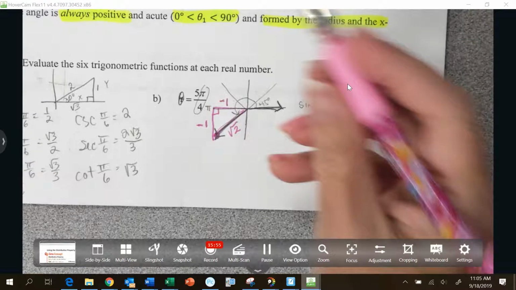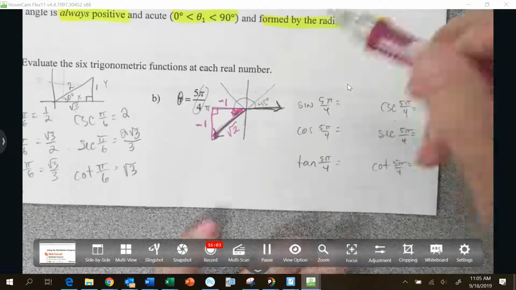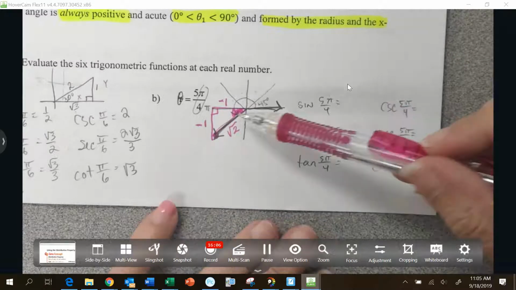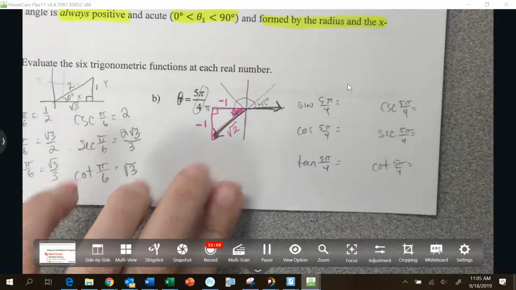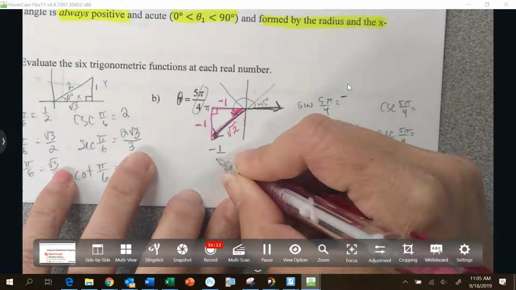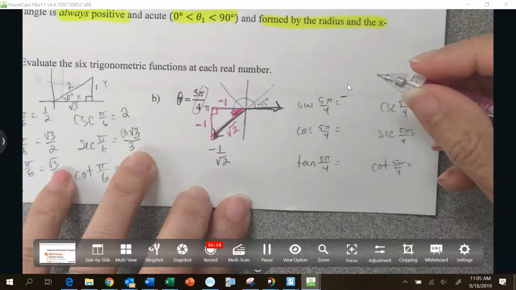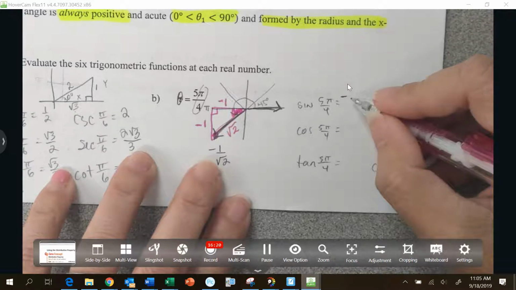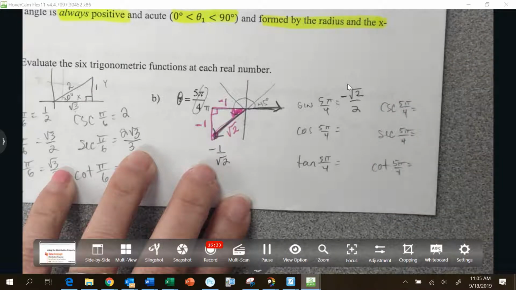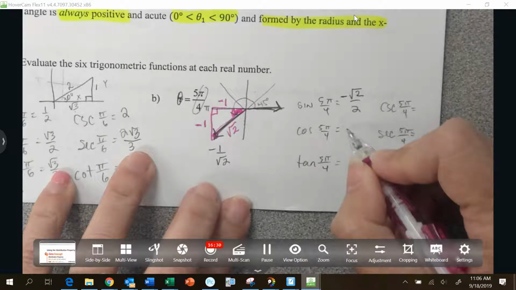So now we're going to do all 6 trigonometric ratios for that 45 degrees, for that 5 pi over 4. So the sine is y over hypotenuse. So it's going to be -1 over radical 2, that we did when we did 45 degrees the other day. So negative radical 2 over 2. And then we do the same thing for the cosine. It's the same, negative radical 2 over 2.